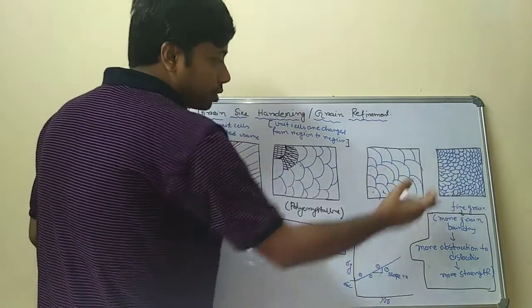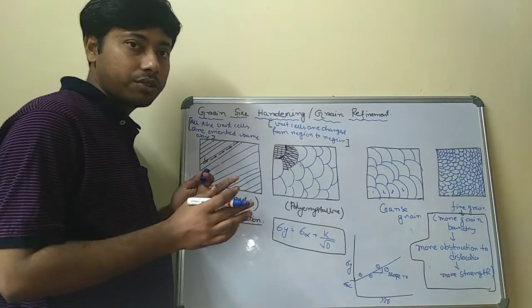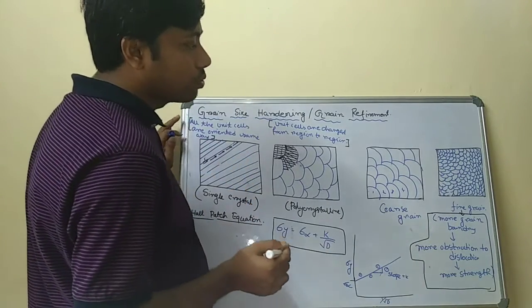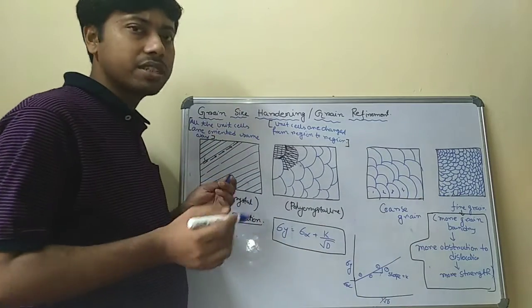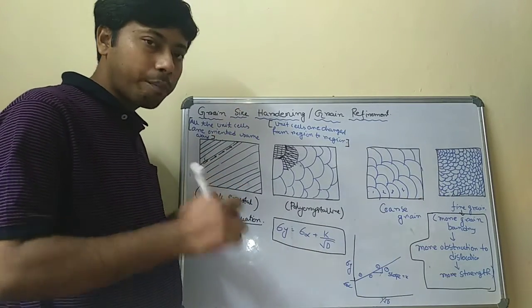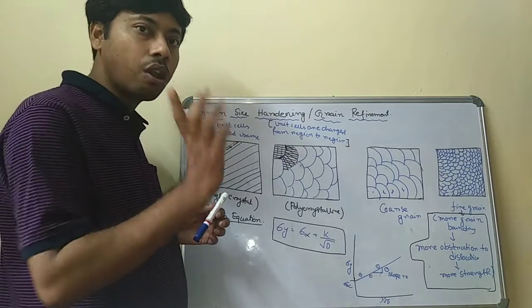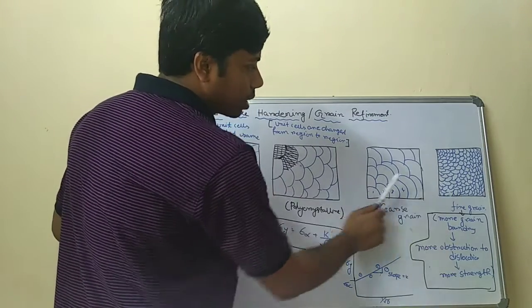Now, if you see the fine grain structure of a particular material in a microscope, what you see here is that the grains are compact. The grains are oriented in a compacting manner, and the size is small, very small compared to this.